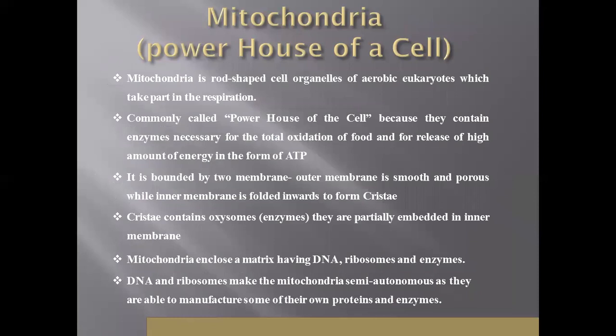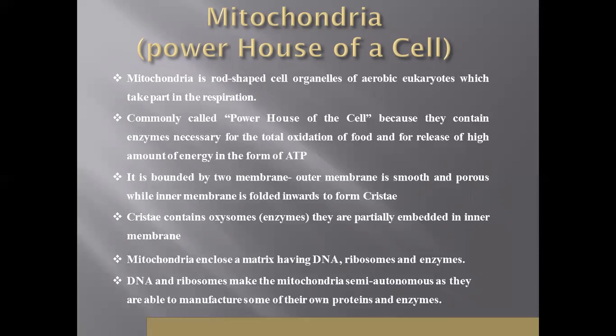Next organelle is mitochondria, which is known as the powerhouse of the cell. Mitochondria is a rod-shaped cell organelle of aerobic eukaryotes which takes part in respiration. Why, my dear students, is it known as the powerhouse of the cell? Because mitochondria is responsible for the synthesis of energy in the form of ATP during respiration. Why is it able to produce energy? Because of the presence of enzymes.